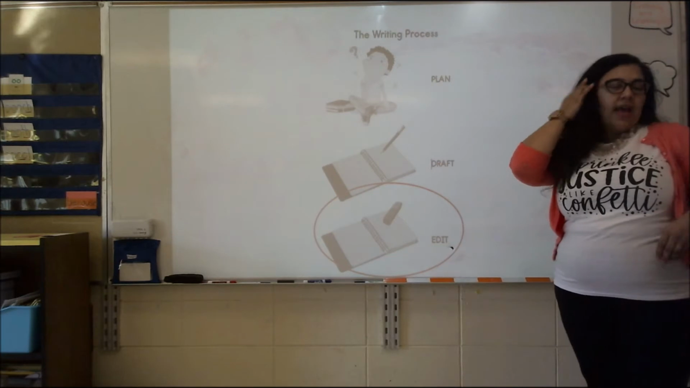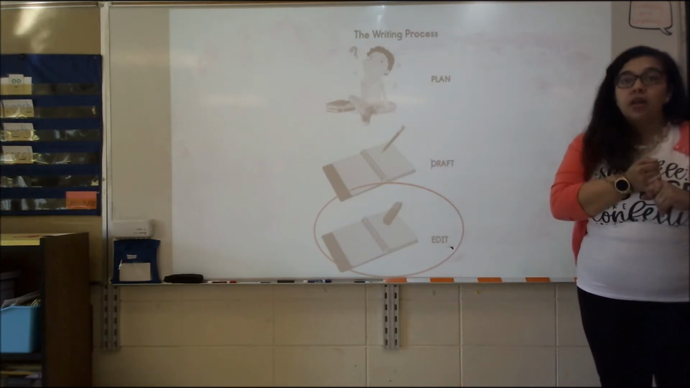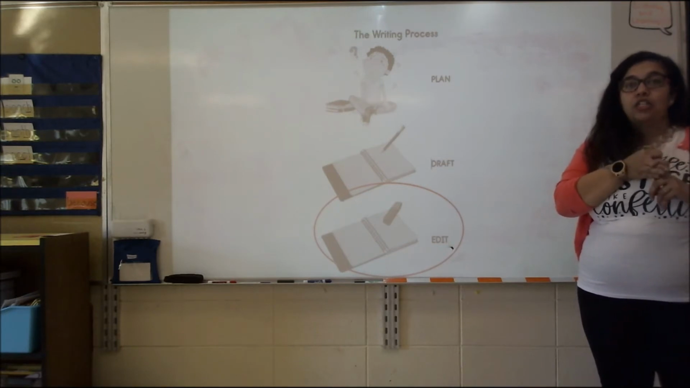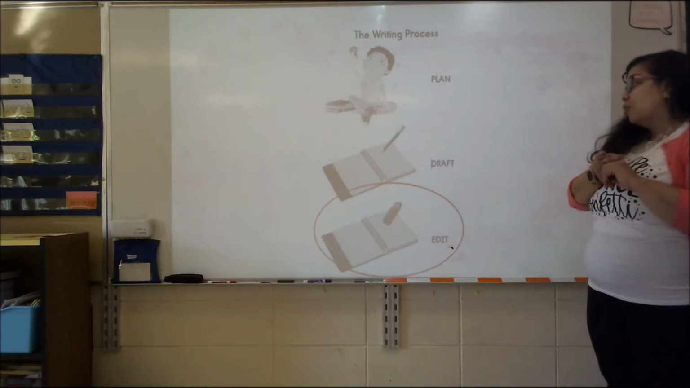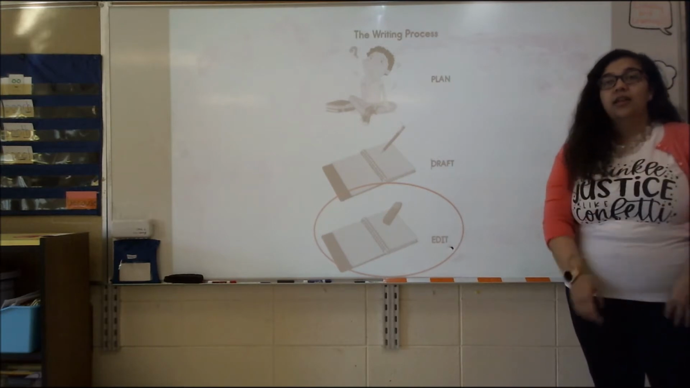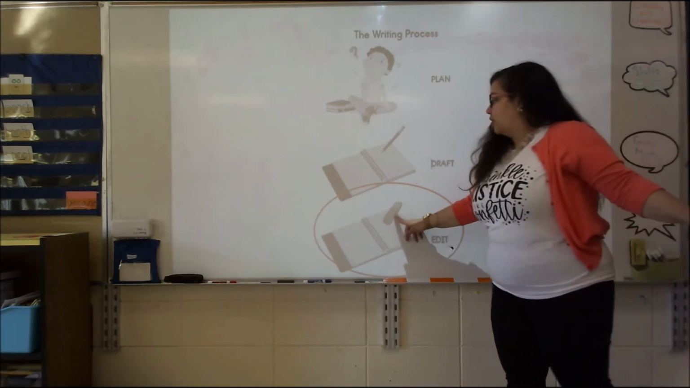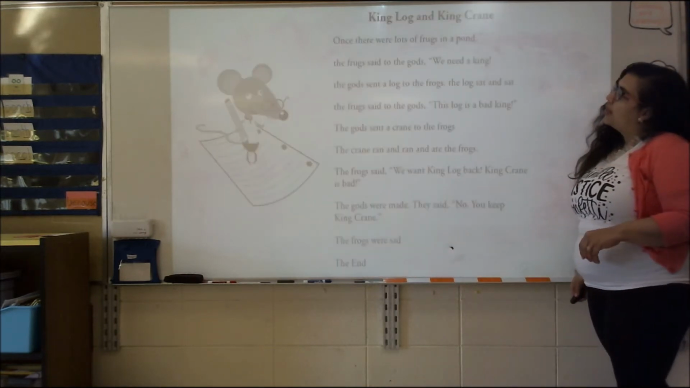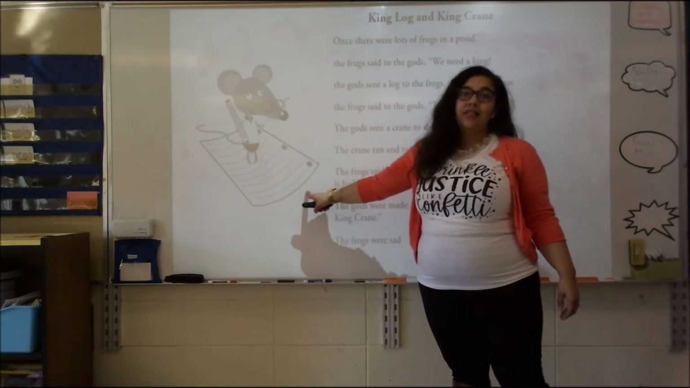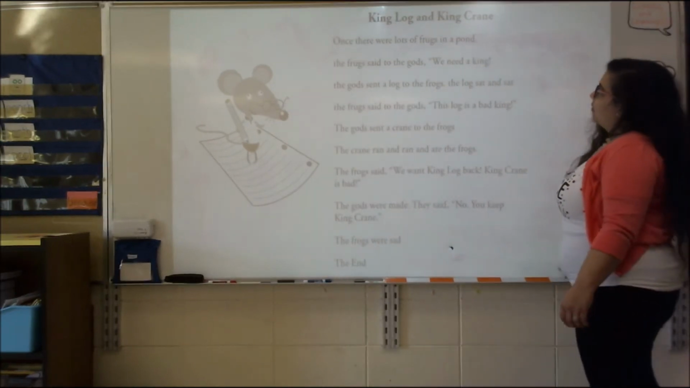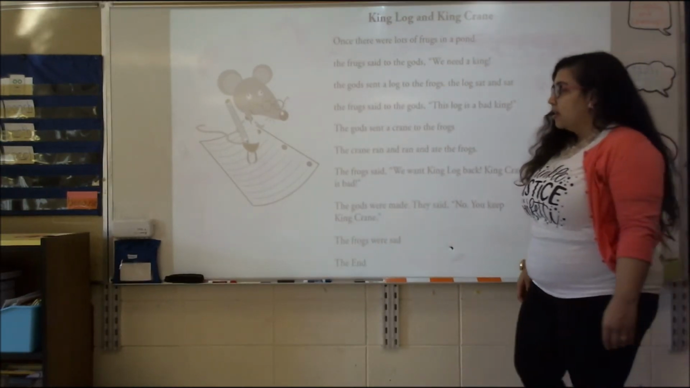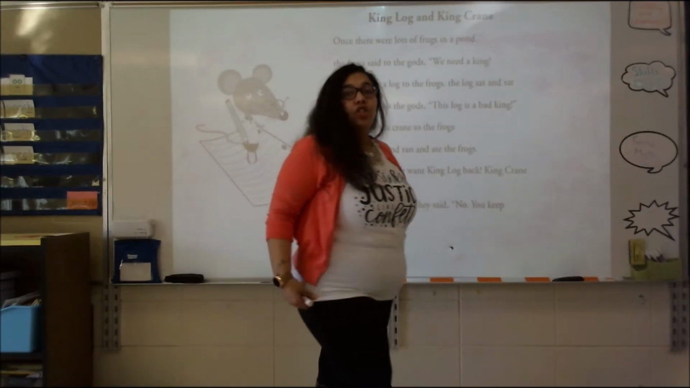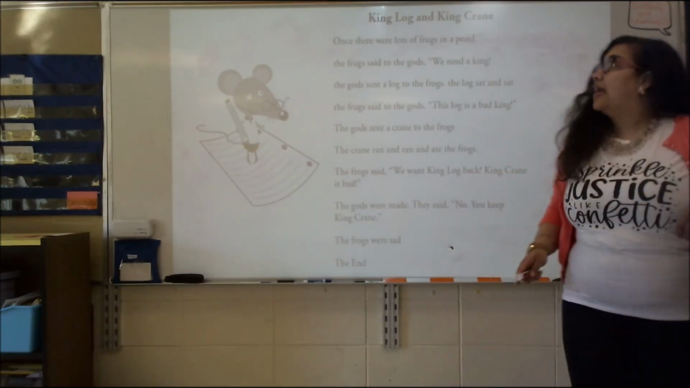That's when we go through and make sure that we've got capital letters where they belong. That's when we make sure we have ending punctuation, your periods, your question marks, your exclamation points. That's when we make sure words are spelled correctly. So yes, that is when we do this step. This is when we edit or make changes to our writing. All right, so this is my friend, Mr. Mouse. And this is his draft of King Log and King Crane. So we're going to go through and read it and edit it, or make changes where he has made some errors.